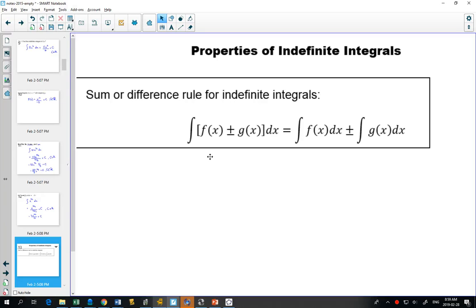The properties for integrals are similar to the properties of derivatives. One of the properties of derivatives that you learned is that if you're adding two functions, x squared plus 5x, you can take the derivative of each thing separately. So when you're integrating two functions that are separated by adding and subtracting, you can integrate them separately.